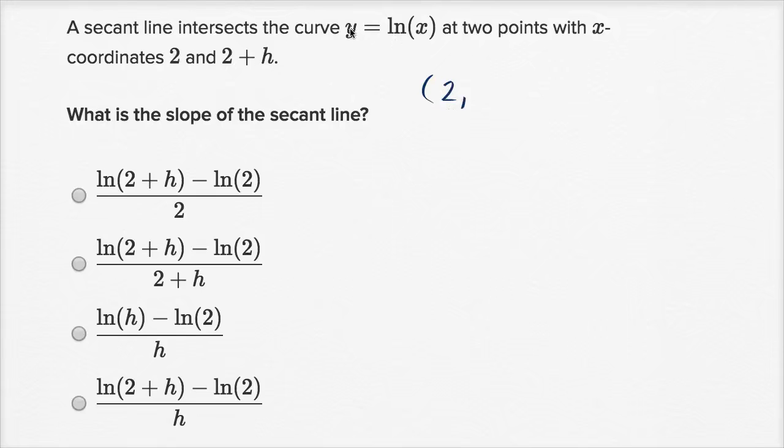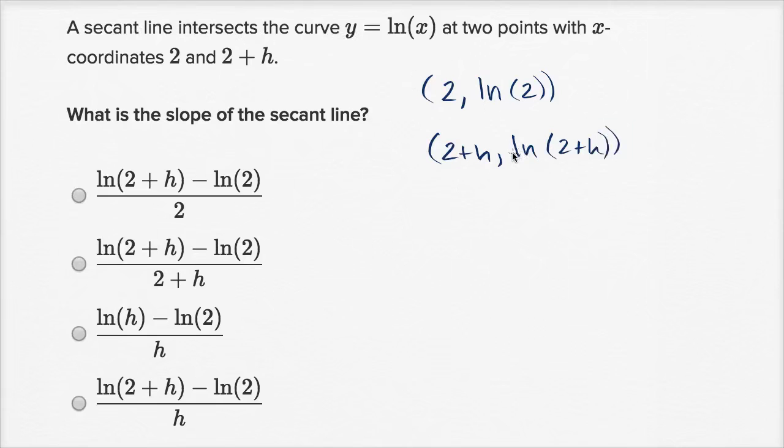Well, y, they tell us, y is equal to the natural log of x. So in this case, it is going to be the natural log of 2. And when x is equal to 2 plus h, what is y? Well, y is always going to be the natural log of whatever x is. So it's going to be the natural log of 2 plus h. And so these are 2 points that sit on the secant line. This happens to be where the secant line intersects our curve, but these are 2 points on the line.